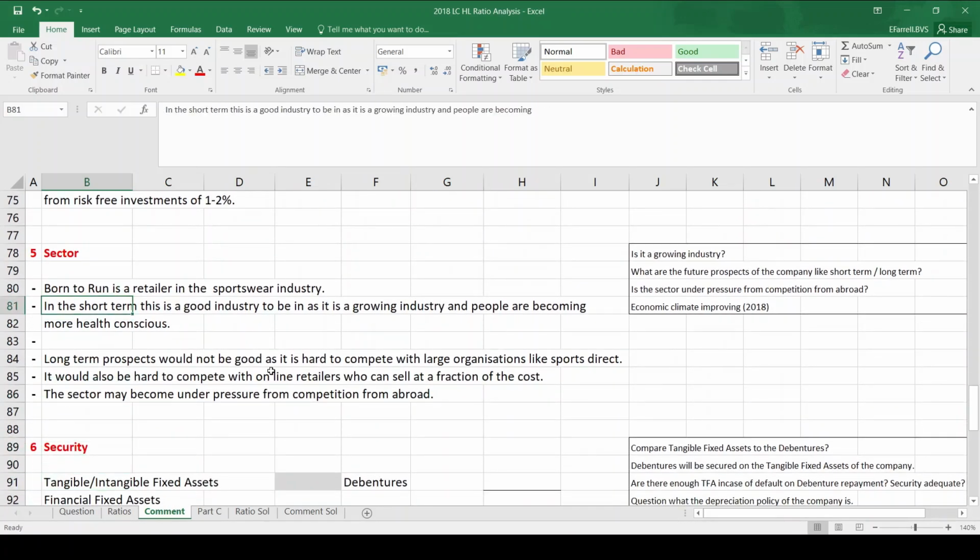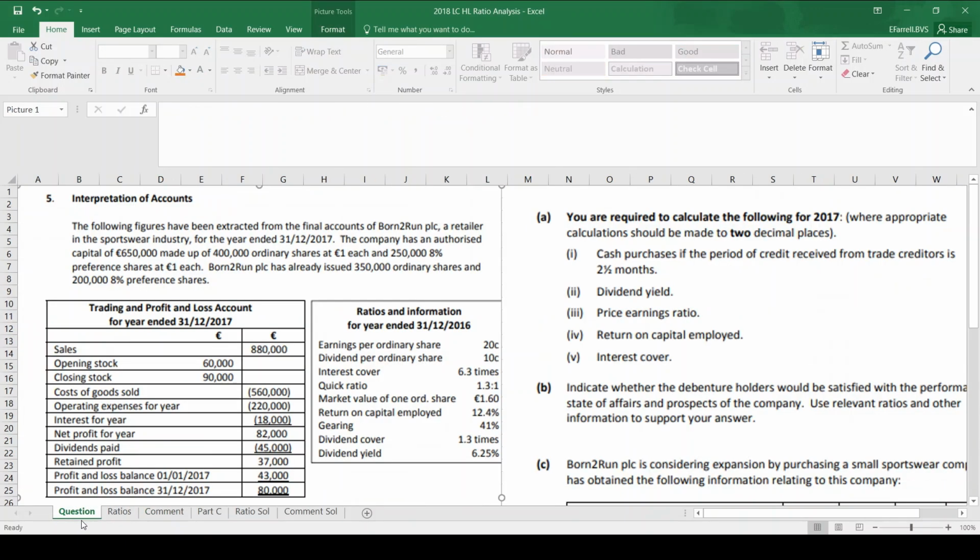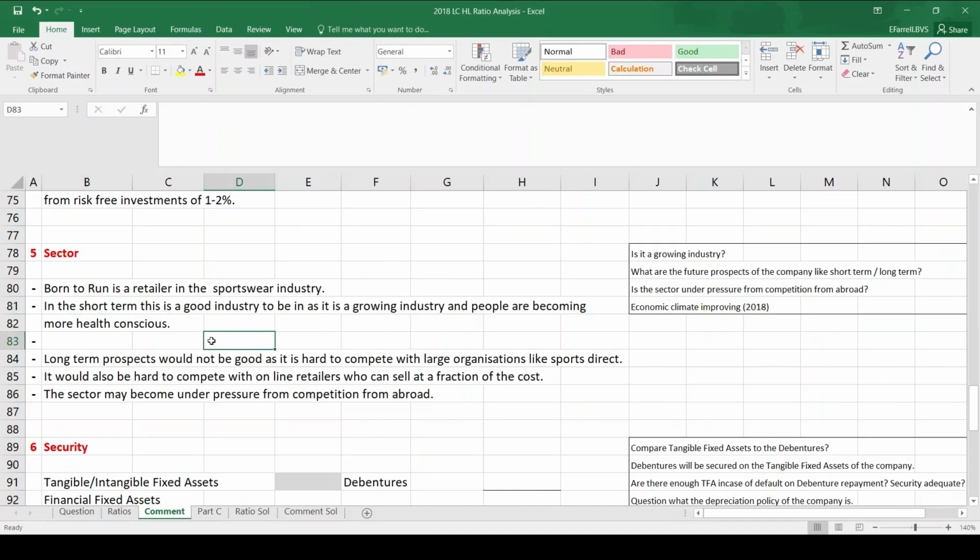Sector. So for sector, there's no ratios as such to work out here. We just have to comment about the sector that the company's in. So again, this will probably change on a yearly basis depending on the economy and all that kind of stuff. So you just have to make some valid points in relation to the company. And usually you will have a look at a short-term view and a long-term view. So this company here, Born to Run PLC, they're a retailer in the sportswear industry. Okay, and again, this was back in 2017, so it would have changed slightly at the moment. But they are a retailer in the sportswear industry.